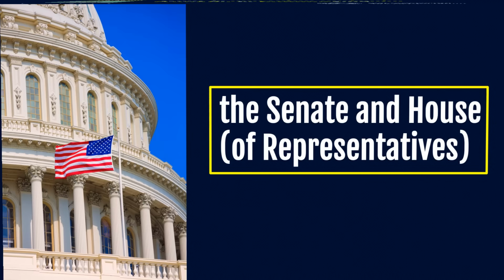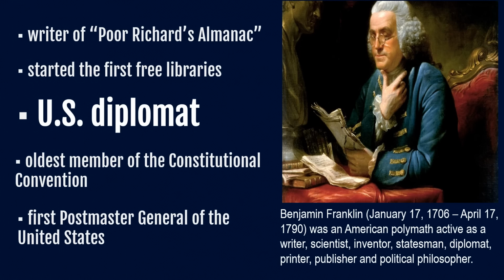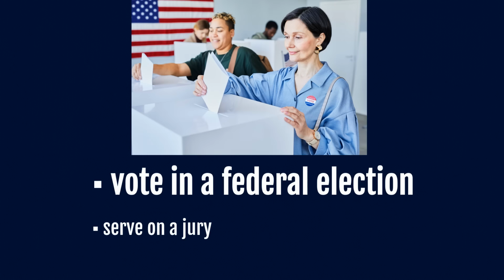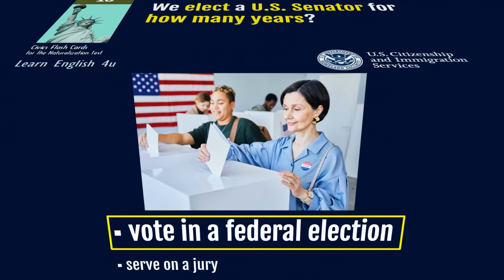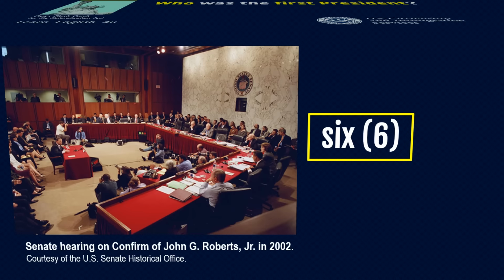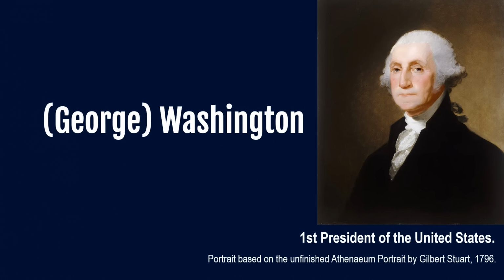What is one thing Benjamin Franklin is famous for? U.S. diplomat. What is one responsibility that is only for U.S. citizens? Vote in a federal election. We elect a U.S. senator for how many years? 6. Who was the first president? George Washington.